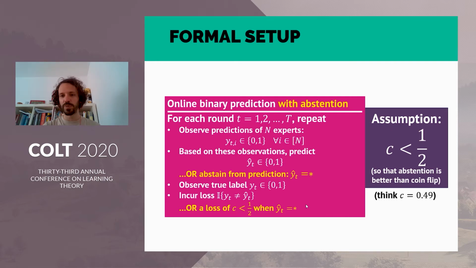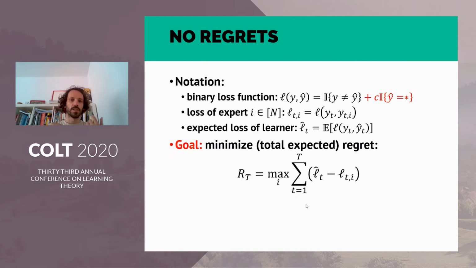All right, so for the purpose of this talk, you should just think of c being equal to 0.49. It doesn't need to be very small, very close to 0 for any of our results to hold. All right, so this is the setup, and of course we consider the expected regret as our performance criterion. We are going to analyze algorithms from this perspective.